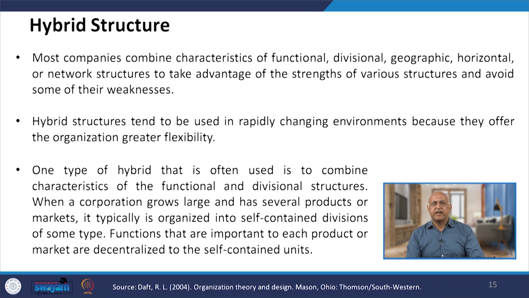One type of hybrid that is often used is to combine the characteristics of the functional and divisional structures when a corporation grows large and has several products in the market. It is typically organized into self-contained divisions of some type. Functions that are important to each product or market have been decentralized to the self-contained units.